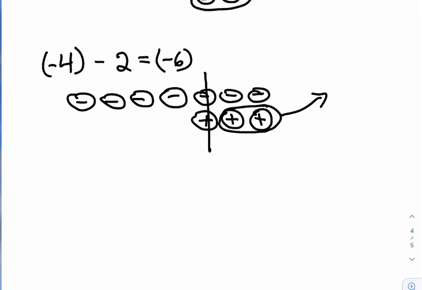One more. -3 subtract 4. I don't need the brackets on there. Okay. -3.